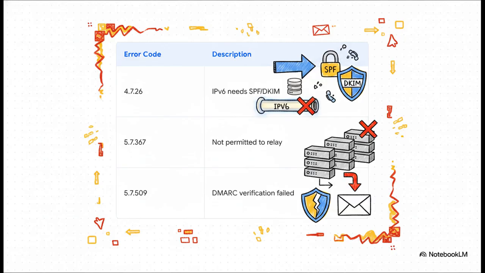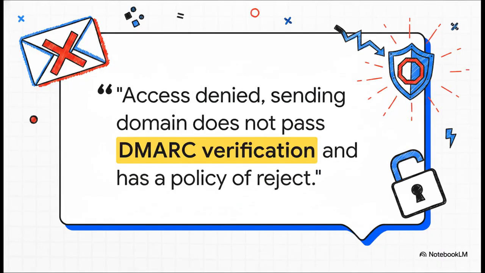That means not permitted to relay, which happens all the time when emails get forwarded through non-Microsoft gateways, completely breaking the SPF or DKIM authentication along the way. But the code that truly haunts administrators? That would be 5.7.509. This error flat out blocks your delivery. It means access denied, sending domain does not pass DMARC verification, and has a DMARC policy of reject. When you see this, it's not the receiving server being a jerk, it's actually just following your own domain's strict security instructions to drop the message because it failed those checks.